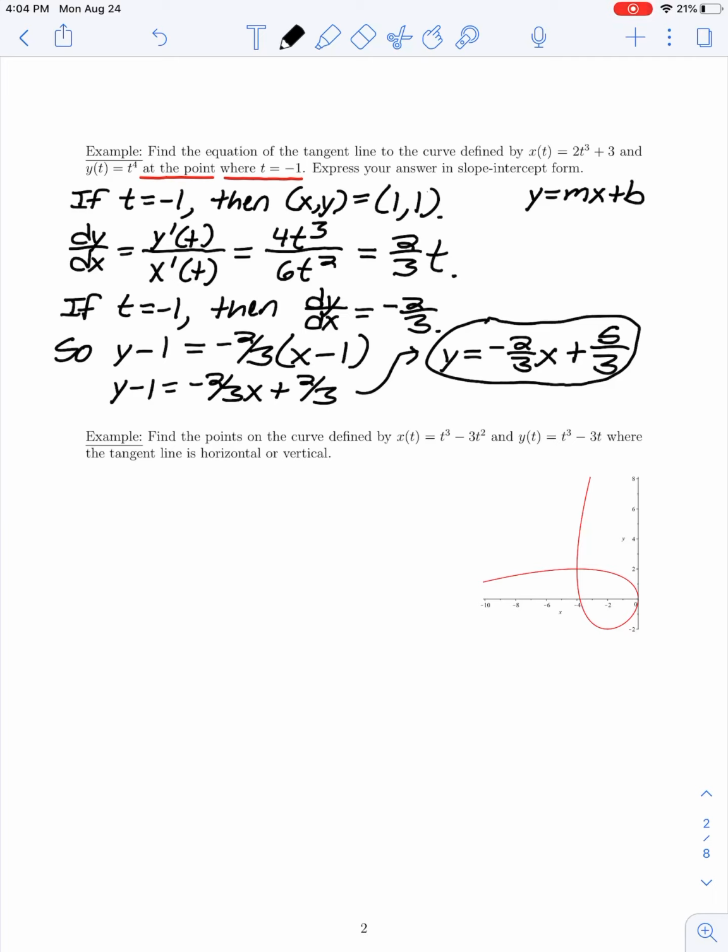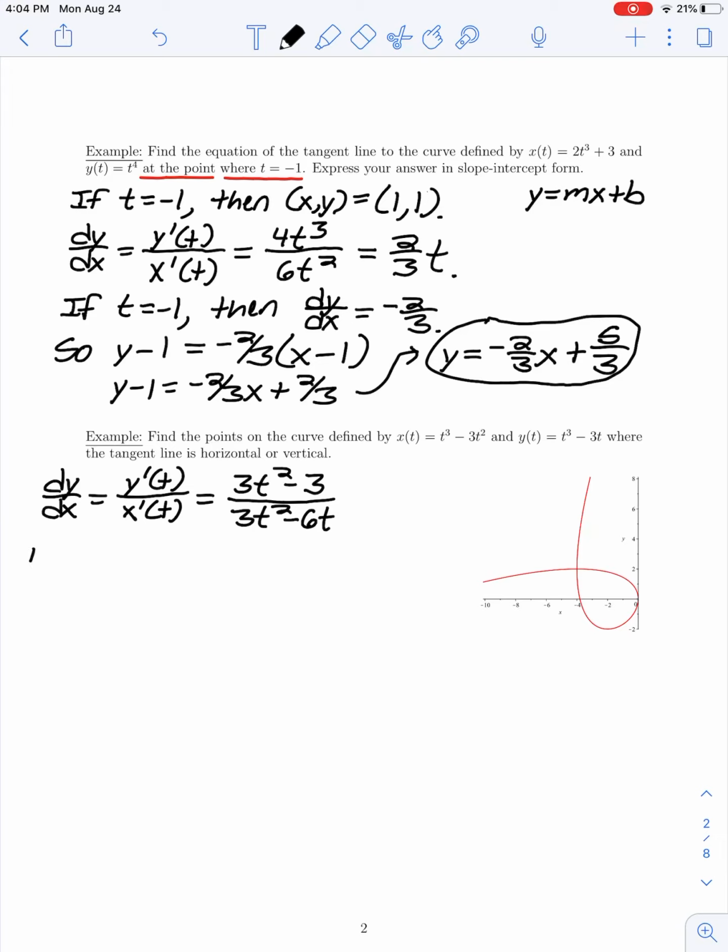So our first step is to find the derivative, which represents the slope of our tangent line. So we start by considering the derivative dy dx, which is defined as the ratio y prime of t over x prime of t. So here our numerator, y prime, would be given by 3t squared minus 3, and our denominator, x prime, would be given by 3t squared minus 6t.